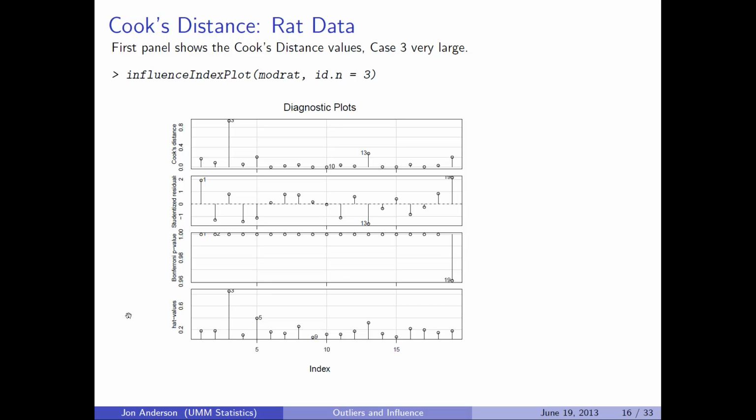For the leverages, which again measure predictor characteristics, you can see that case 3 has quite abnormally large leverage, and so it's not too surprising that case 3 has an unusually large Cook's distance, because after all, the leverage h_ii is a component of the Cook's distance. Remember that id.n equals 3 means show us case labels for about 3 of the most unusual points in the display.